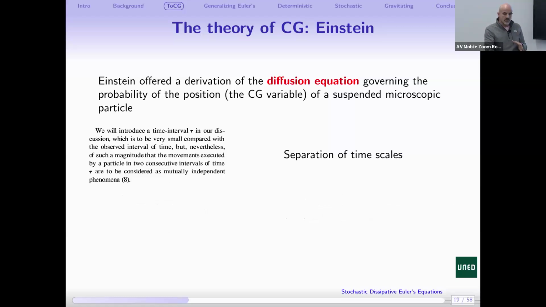He also introduced the notion of separation of time scales, the fact that you have this evolution of the position of the Brownian particle, which moves as a consequence of many collisions. The collisions are short, are rapid. The motion is slow. So you have this separation of time scales. And it was crucial in his derivation, this notion.